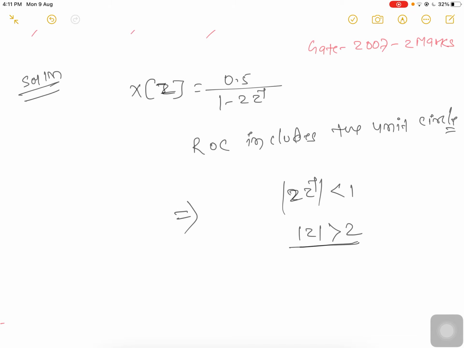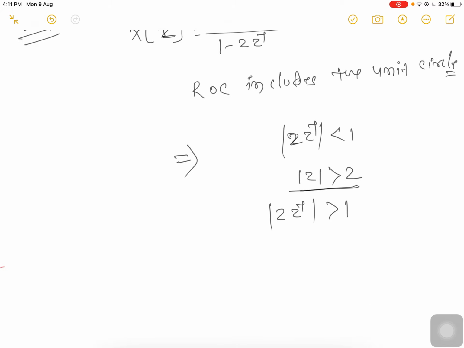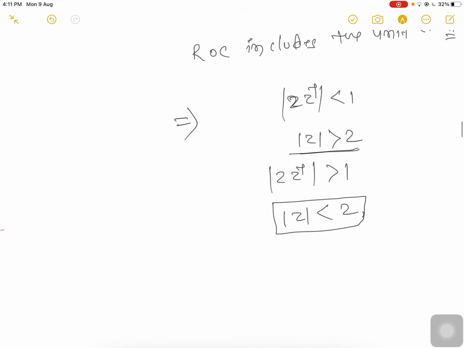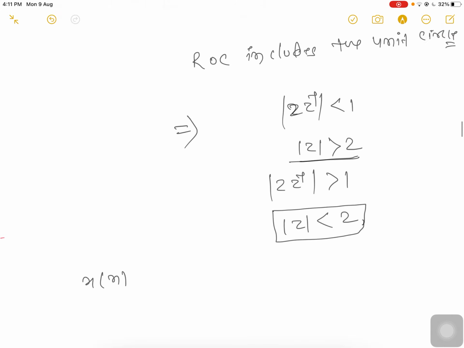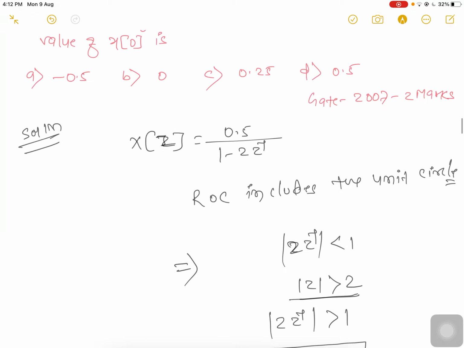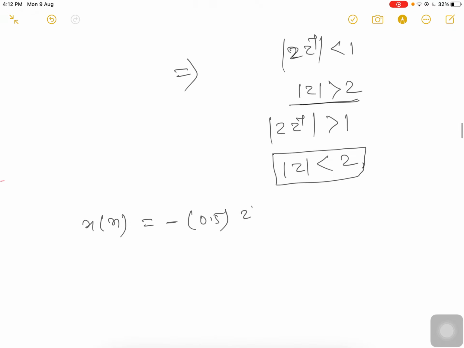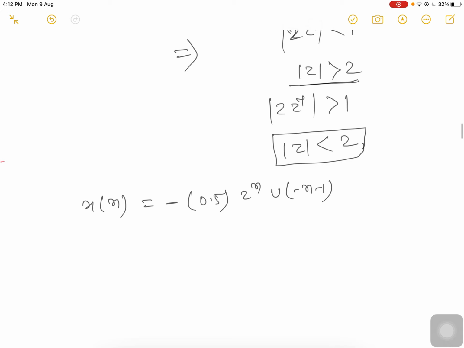But when you come to left-handed signals, you are taking 2 z inverse greater than 1 for left-handed signals. It means mod z less than 2. In a left-handed signal, what will happen? The inverse of this, xn is equal to minus 0.5 upper part here and 2 to power n u of minus n minus 1.